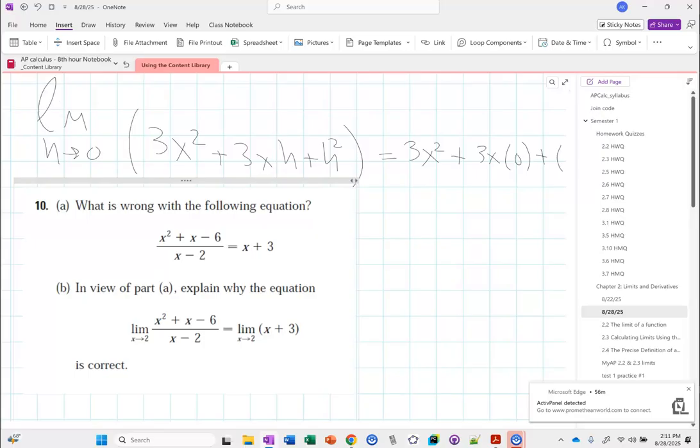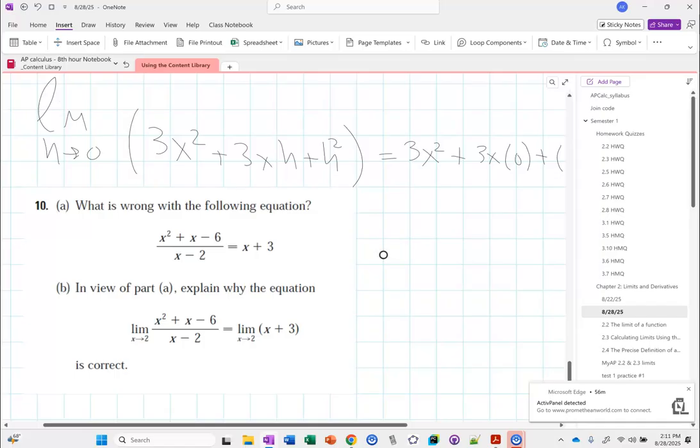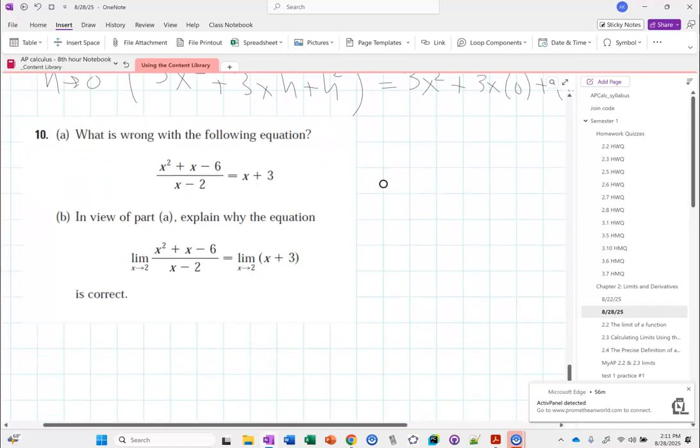Okay. So it asks, what is wrong with the equation x squared plus x minus 6 over x minus 2 is equal to x plus 3? It's a great question. It's one of the reasons why I assigned it. What's wrong with that? Why isn't that equal? Is the top part factorable? It sure is. It factors to x plus 3 times x minus 2.